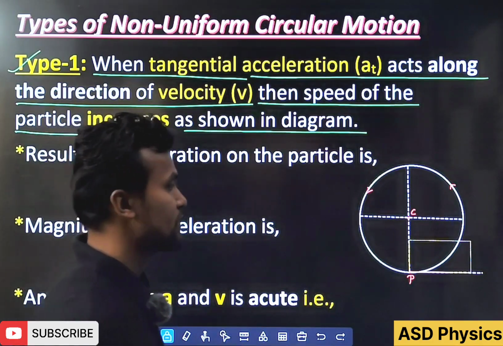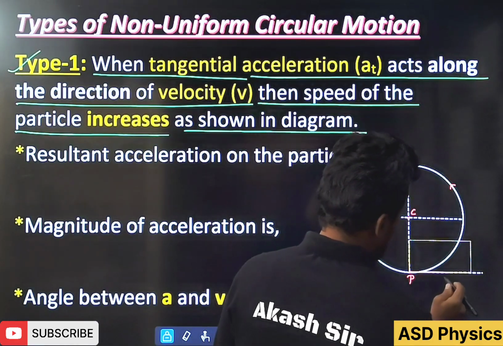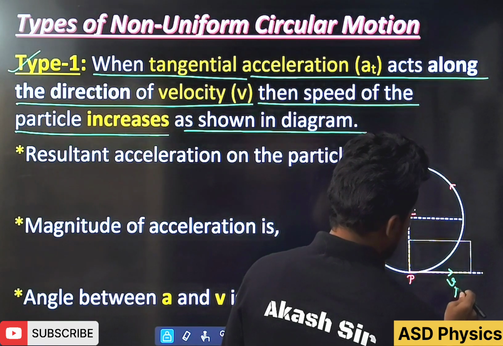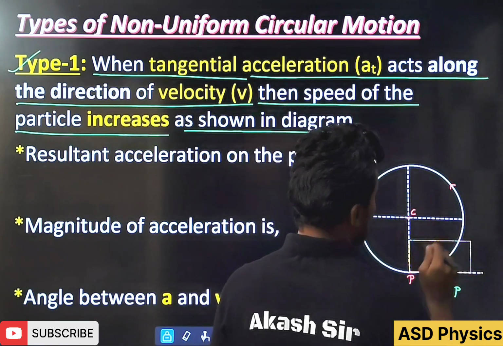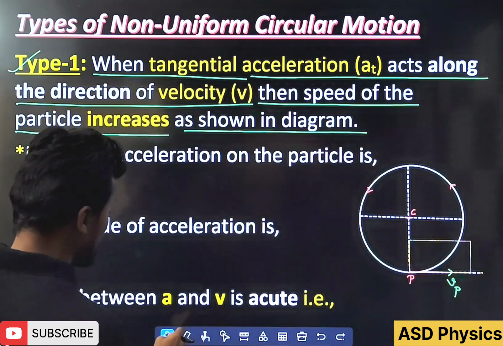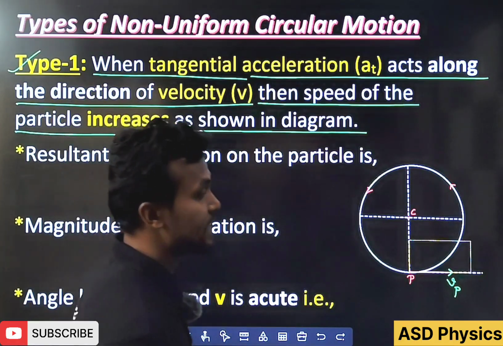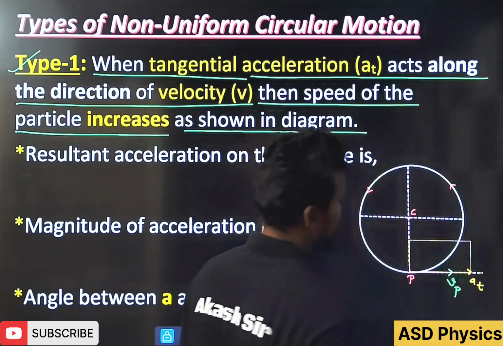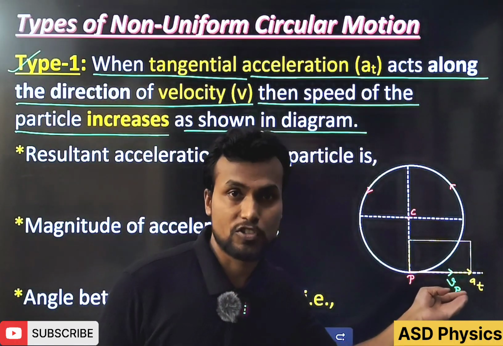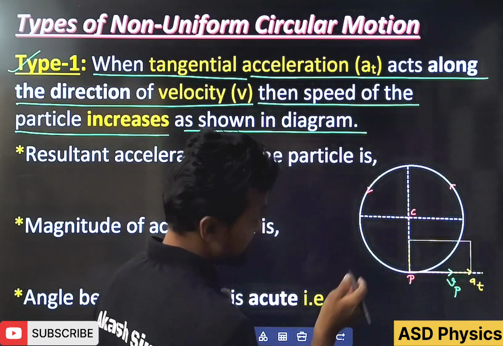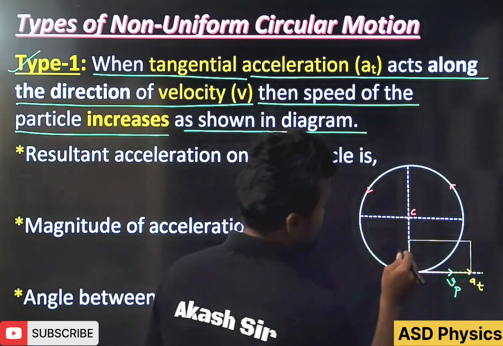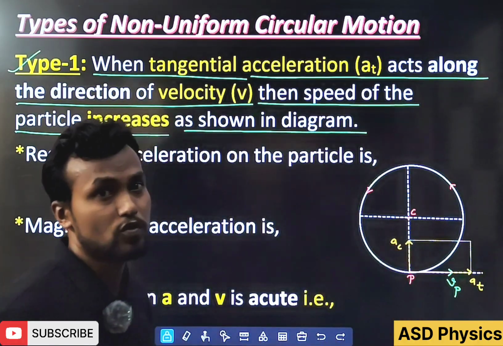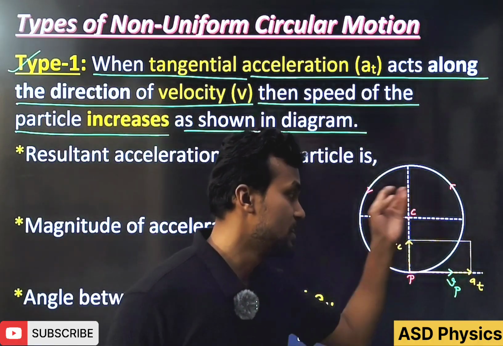the diagram. So here what will happen: let's take point P, this is the speed Vp, and here the speed is going to increase. So when the speed increases, the tangential acceleration will act along the direction of velocity. And as you know very well, definitely one centripetal acceleration will act towards the center due to the change of direction.